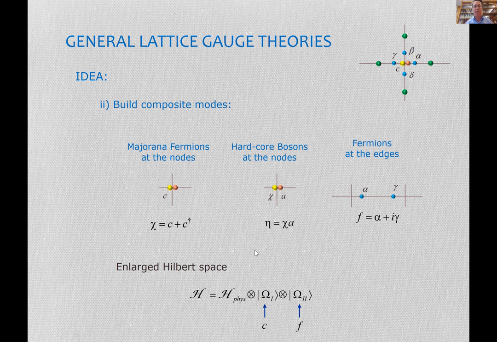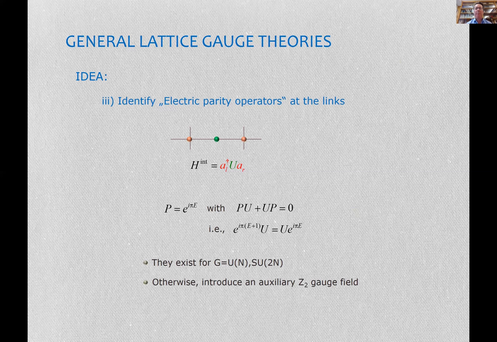Okay, so the next step is to identify electric parity operators. That's a little bit more subtle. The idea is that in the interaction Hamiltonian that I mentioned before, there is a hopping of one fermion to the other side that interacts with the bosonic degrees of freedom. So typically, the interaction looks something like that.